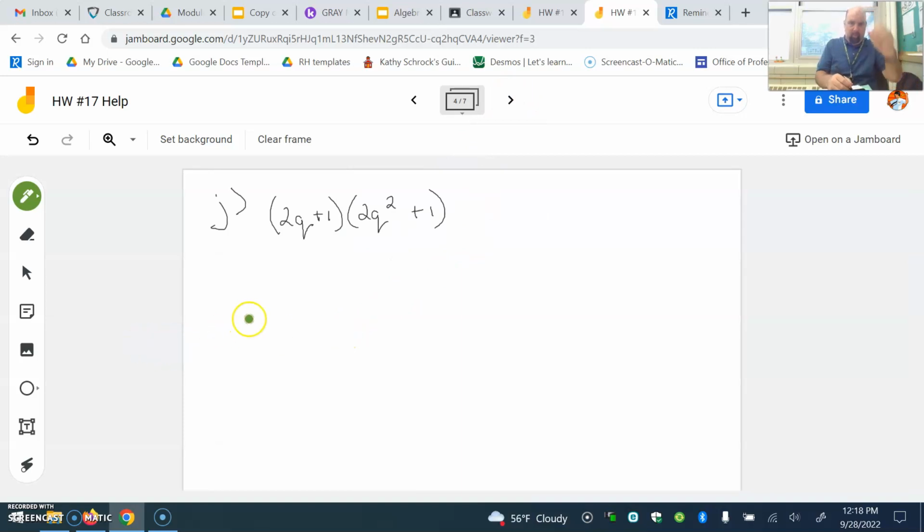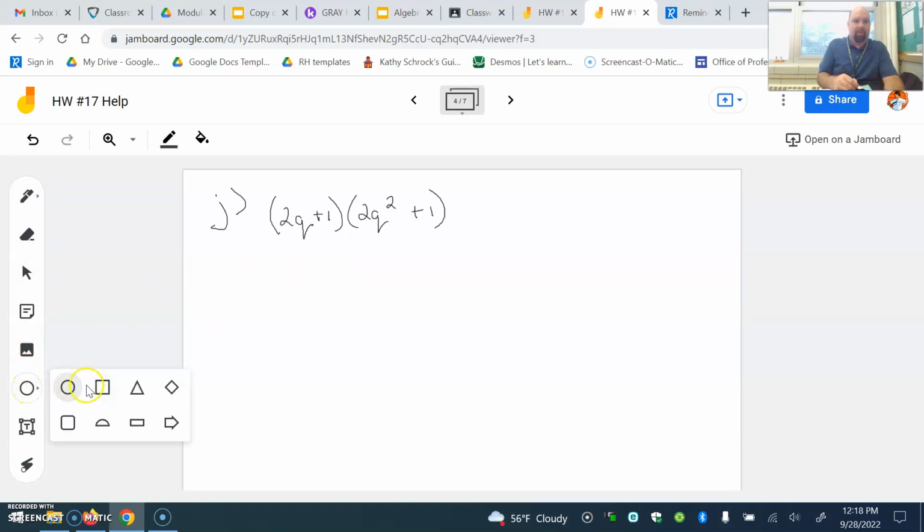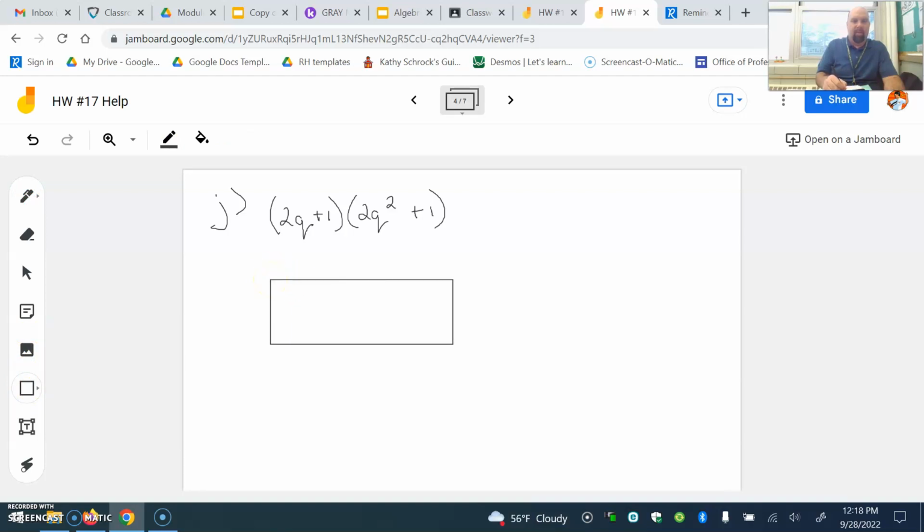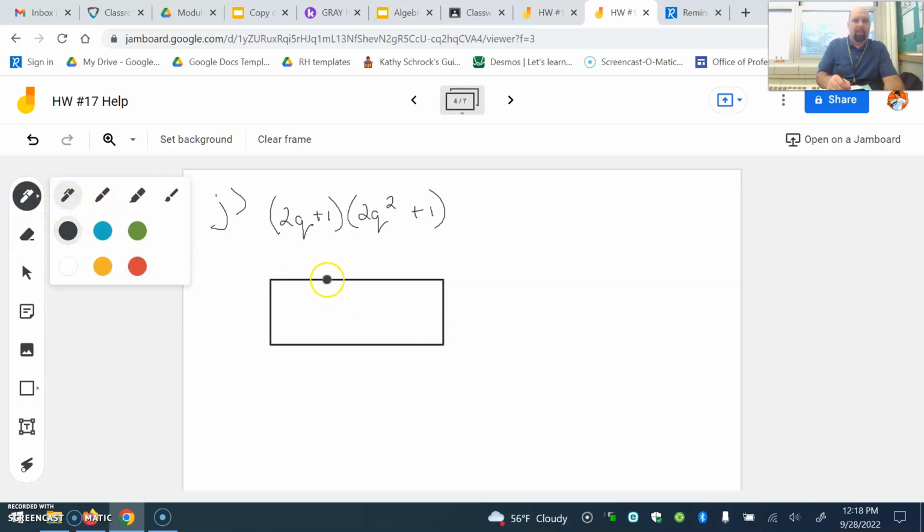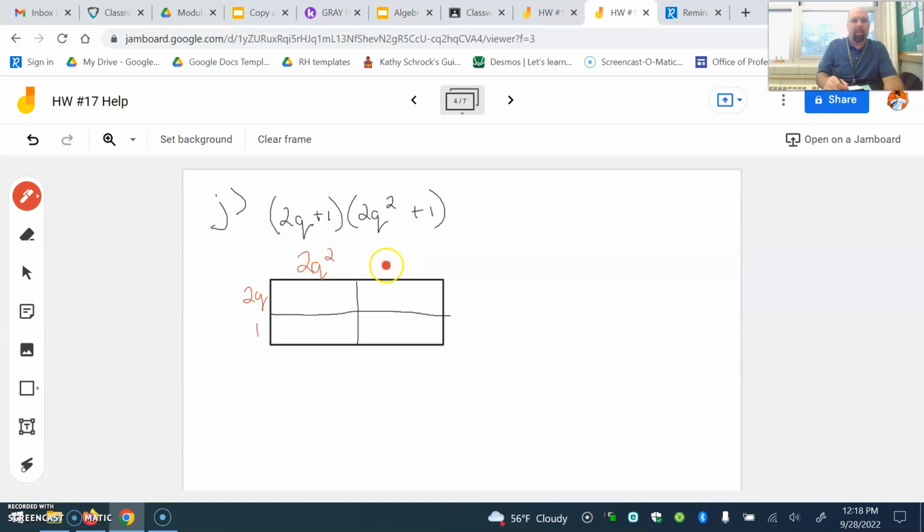Moving on. Okay. Let's try the, let me see if I can choose a different shape here. The geometric area model here. I've got a binomial times a binomial. So I'll slice this vertically and horizontally, okay? And then I'll put my first binomial here on the width side, or the length, whatever you want to call it, 2q plus 1. The other one over here, 2q squared plus 1. And now I'll fill in the middle.